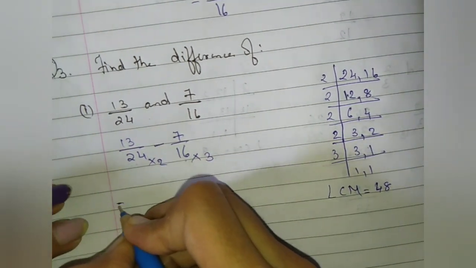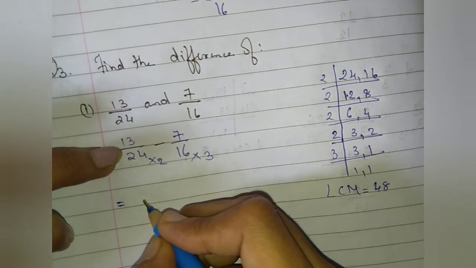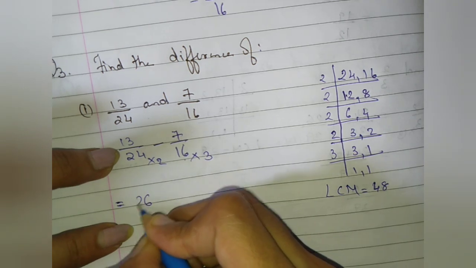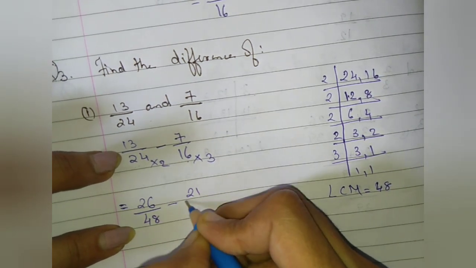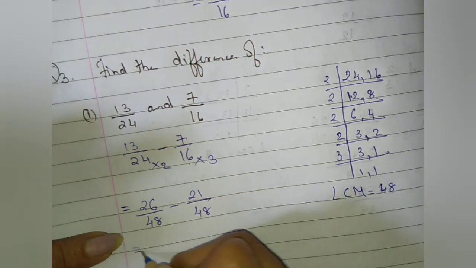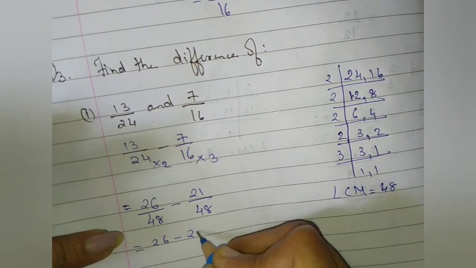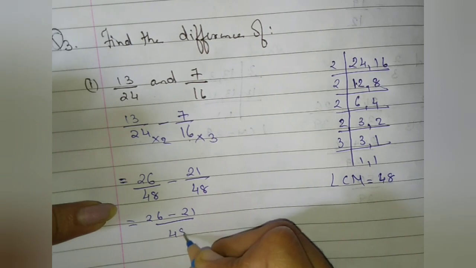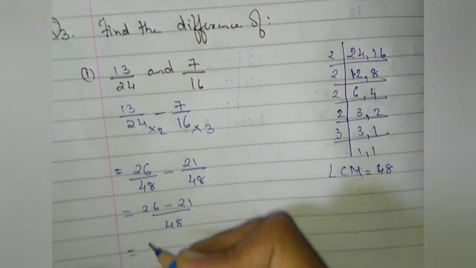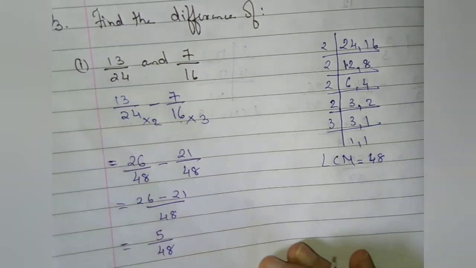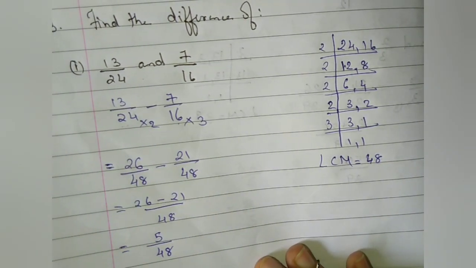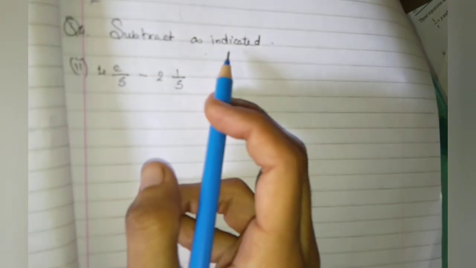Okay, so they're equal to 13 into 2: 3 2s are 6, 2 1s are 2, upon 48, minus 7 3s are 21 upon 48. So equal to 26 minus 21 upon 48. So equal to 5 upon 48. So the answer is 5 upon 48. Number 4, subtract as indicated.